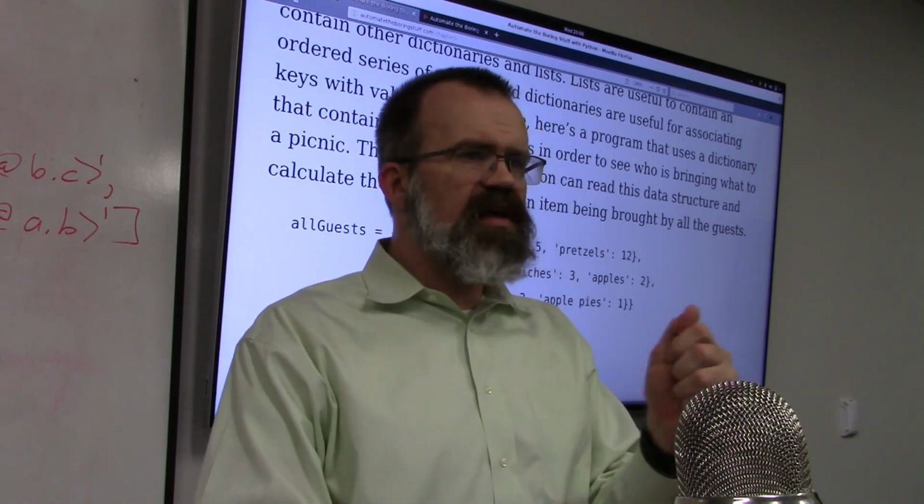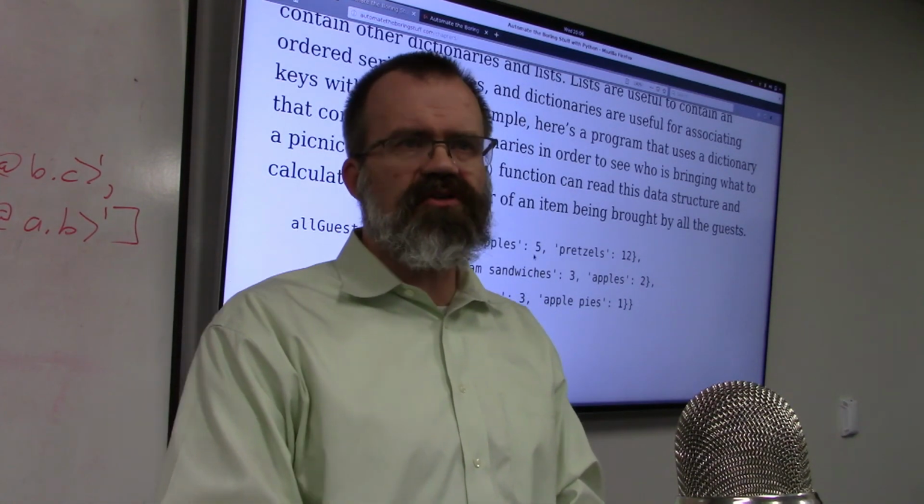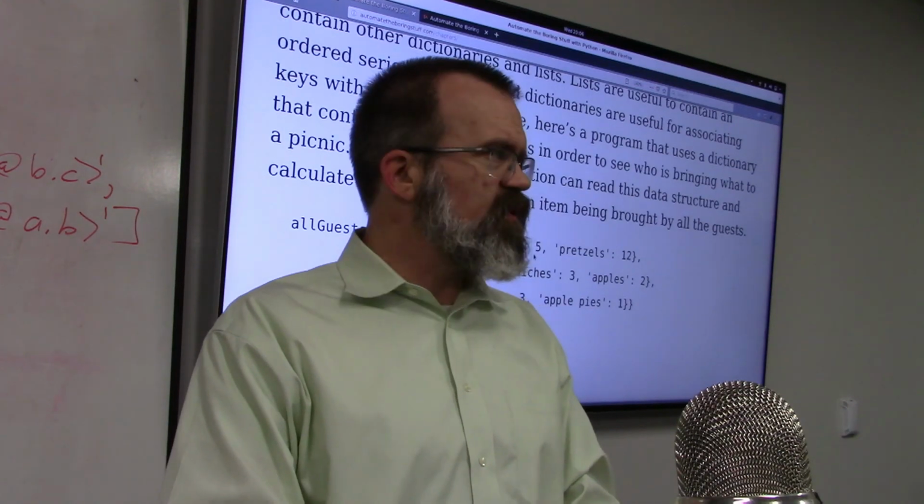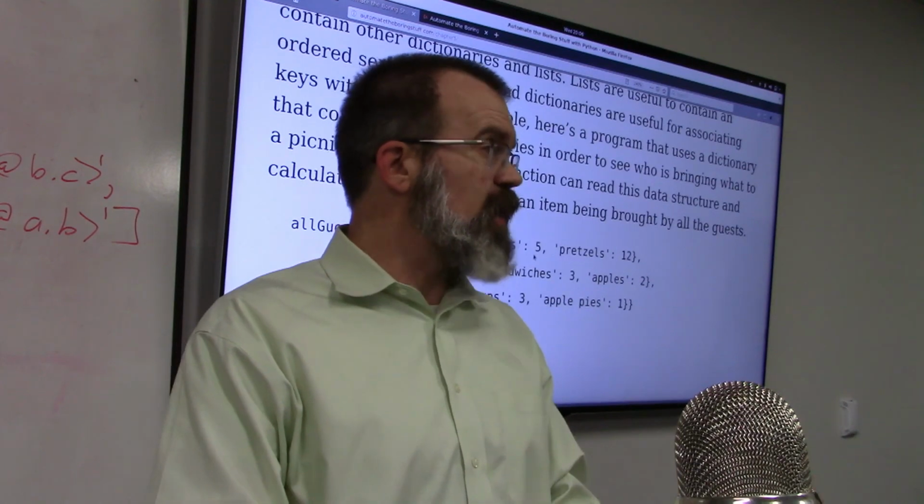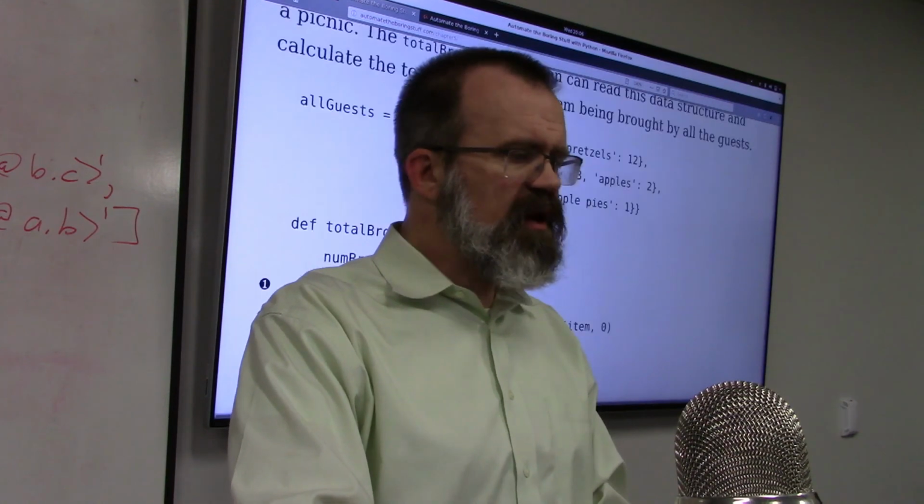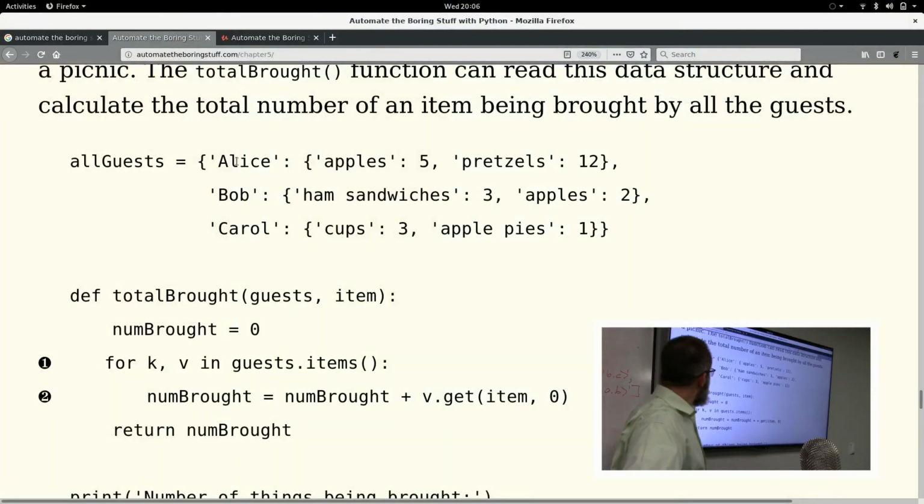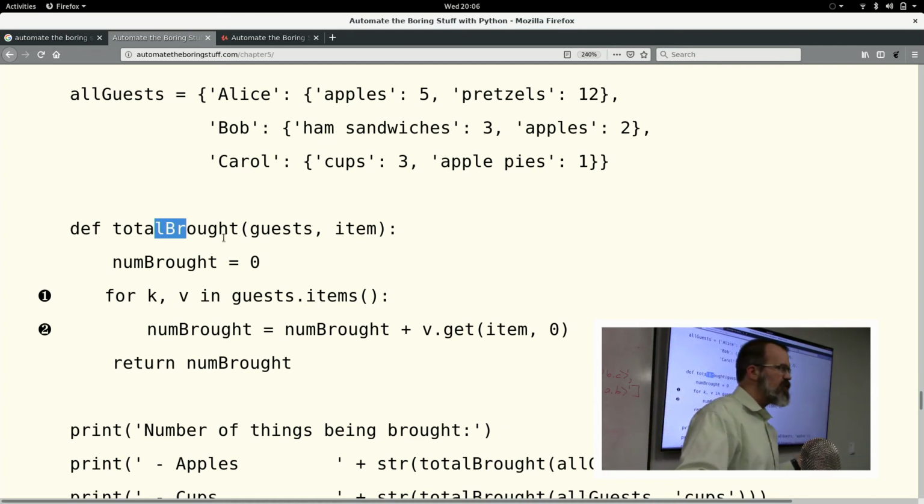Whenever position is absolutely important, an array is probably the first data structure you should look at. Whenever the name of something is going to be incredibly useful, then perhaps a dictionary should be the first data structure you reach for. And so here he's showing how his model of this picnic is going to be used by a function that will allow you to figure out the total number of a particular item that was brought.